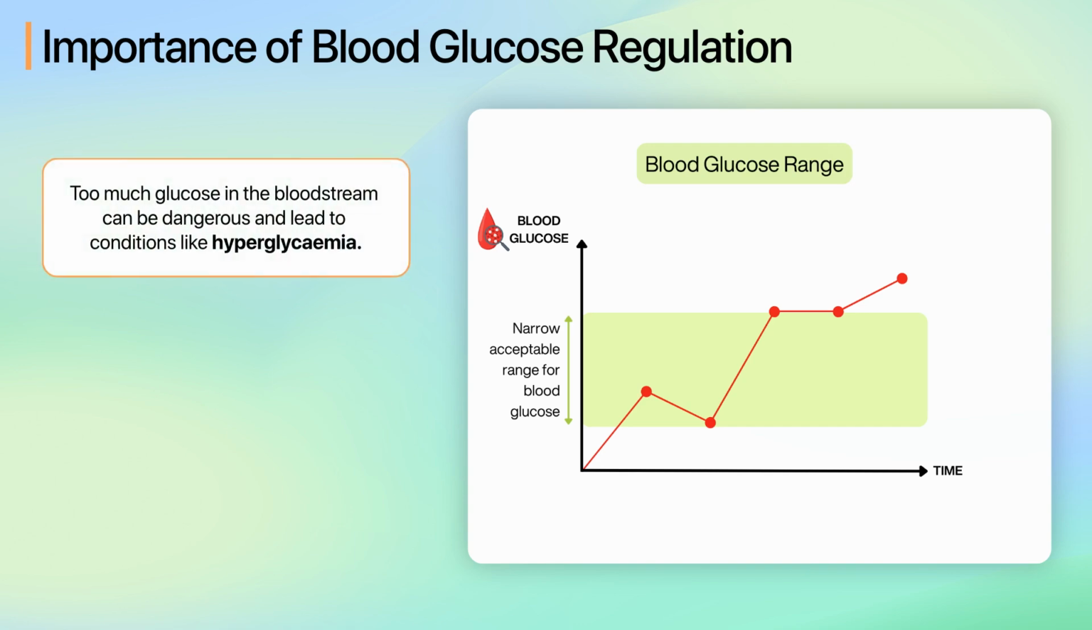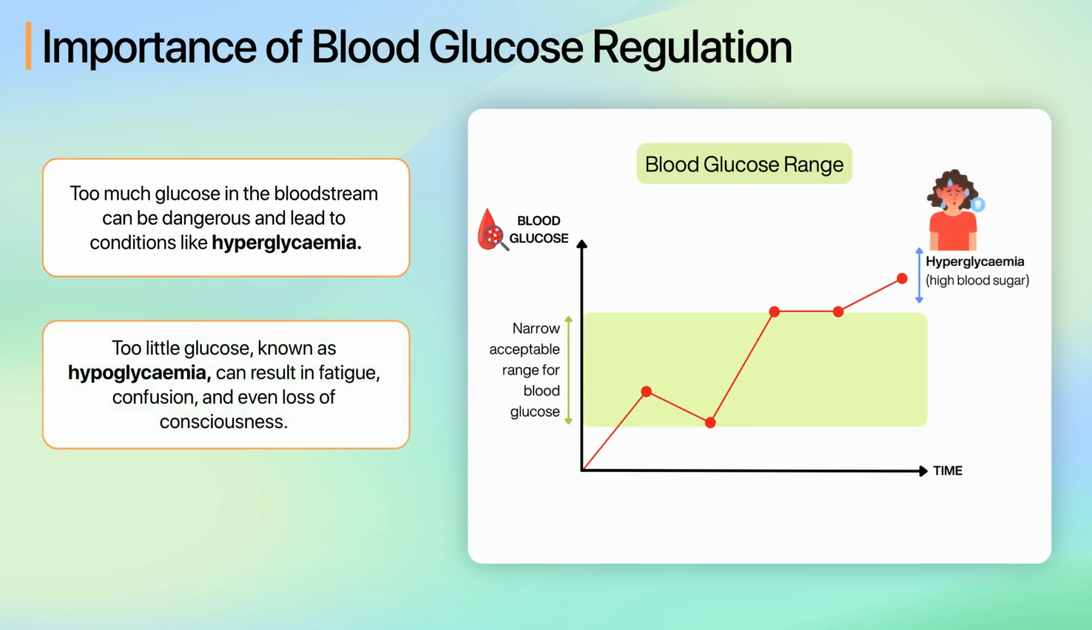Too much glucose in the bloodstream can be dangerous and lead to conditions like hyperglycemia. On the other hand, too little glucose, known as hypoglycemia, can result in fatigue, confusion, and even loss of consciousness.